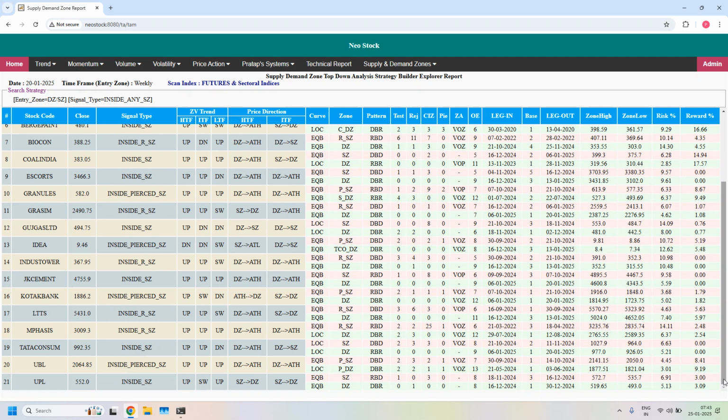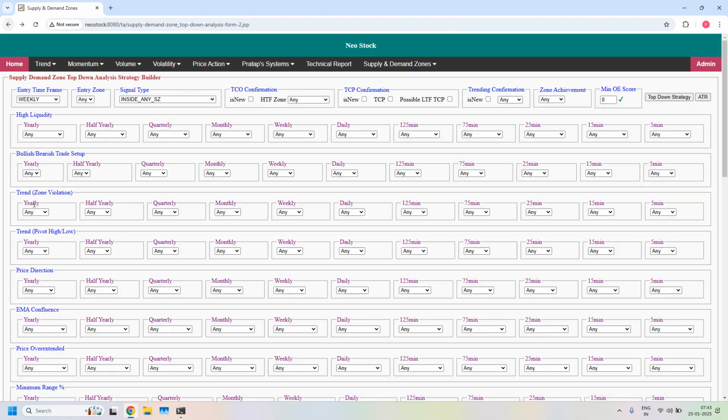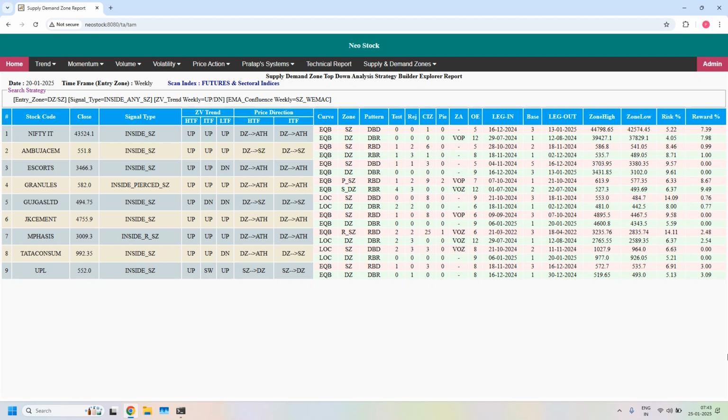So total 21 stocks. Out of these 21, how many are having a weekly supply zone with weekly EMA Confluence? Let us filter. At weekly time frame, I'm setting the filter: weekly supply zone having weekly EMA Confluence, and trend on weekly time frame should be up or down. Let's filter. Now 9 stocks are filtered. These 9 weekly supply zones are having weekly EMA Confluence.